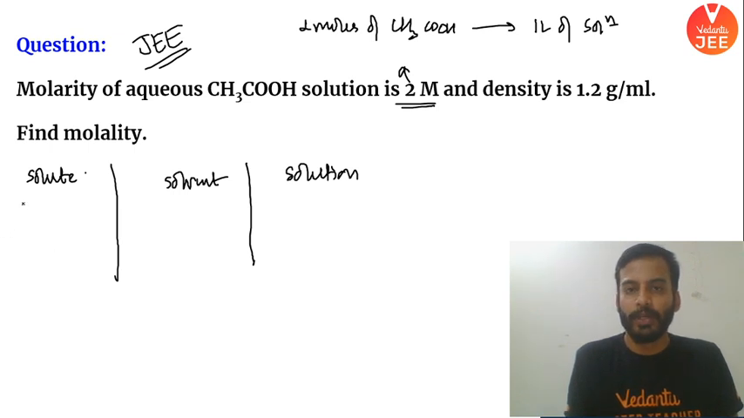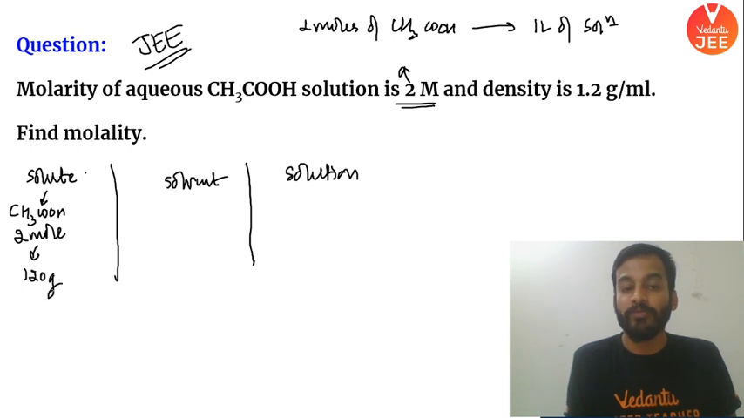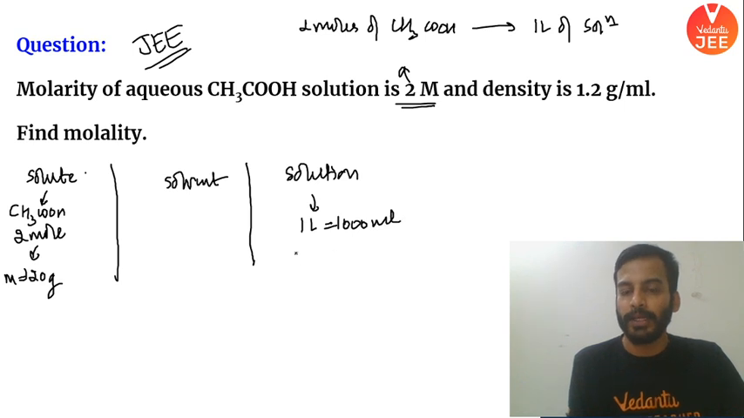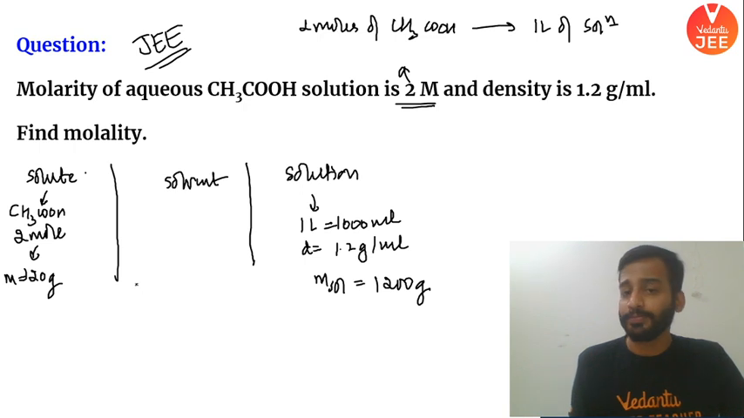Quickly make a table. Solute is what right now? Acetic acid is the solute, right? How many moles is given? 2 moles, which will be equal to 120 gram. 1 mole of acetic acid is 60 gram. So mass is equal to 120 gram. Solution is 1 liter, which is equal to 1000 ml. Correct? Density of the solution is also mentioned as 1.2 gram per ml. It means your mass of the solution would be equal to 1200 gram. Density into volume. Right? Okay.